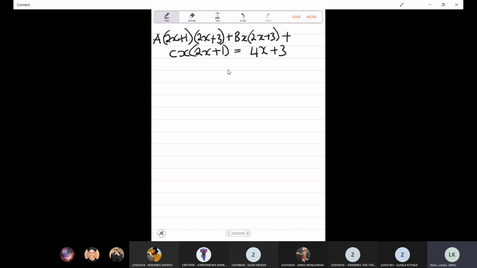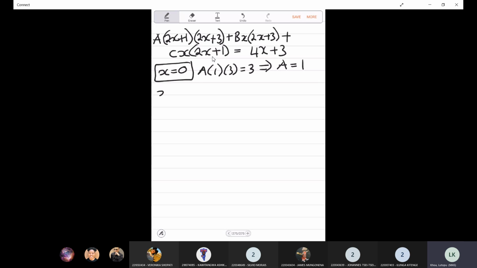So we start with x equal to 0. So if x is 0, then this term is 0, this one is 0, and we are left with a times 1 times 3 is equal to 3. So this means that a is equal to 1.